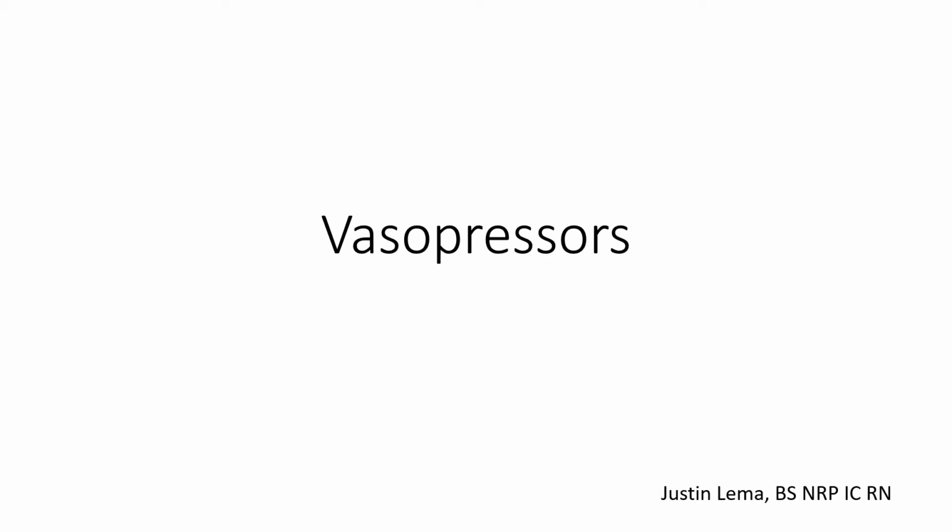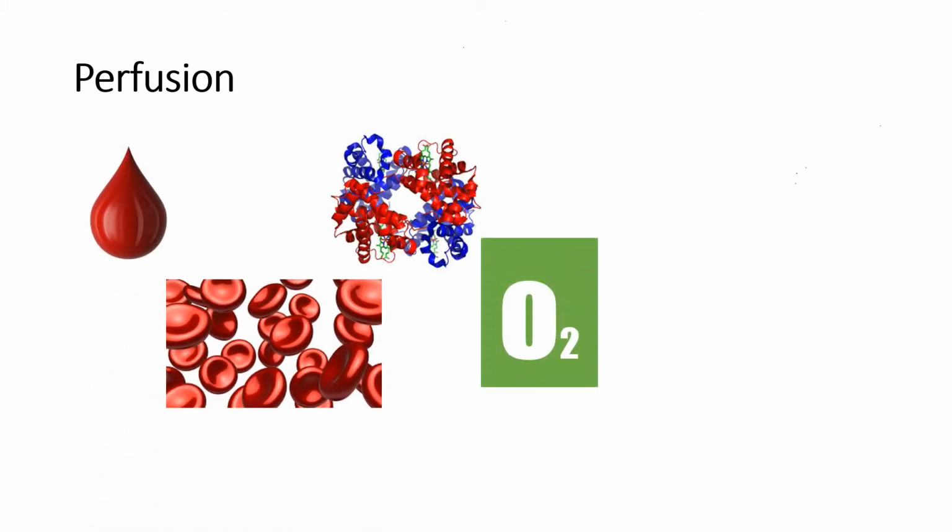Welcome to our presentation where we're going to talk about shock and vasopressors. The body has blood, particularly red blood cells, that have hemoglobin that carry the oxygen to the vital organs of the body.